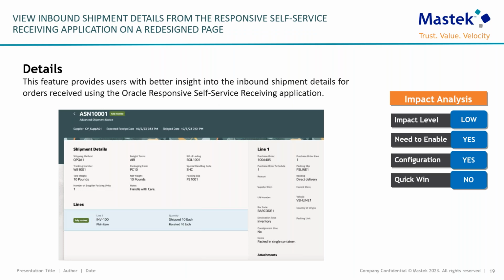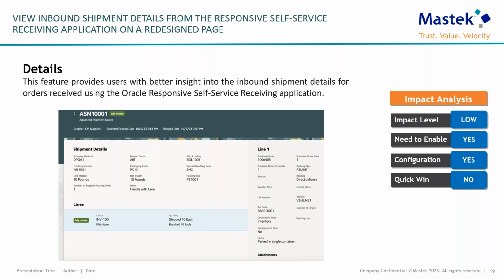The next one is for view inbound shipment details from the responsive self-service receiving application on a redesigned page. Here, users who receive goods in the Oracle responsive self-service receiving application can now view their inbound shipment details on a newly redesigned page. If your organization requires suppliers to create an ASN, that is advance shipment notice, for purchase orders or receive transfer orders using the Oracle responsive self-service receiving application, then once the ASN is created or the transfer order is shipped, the inbound shipment number becomes an active link, and users can select to view those shipment details.